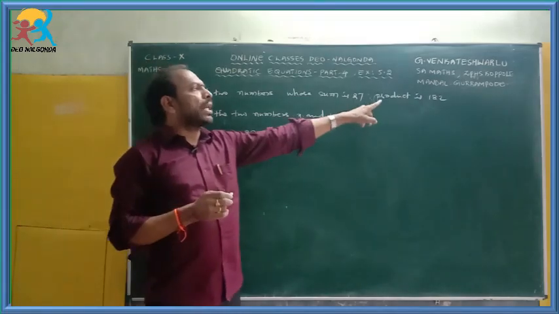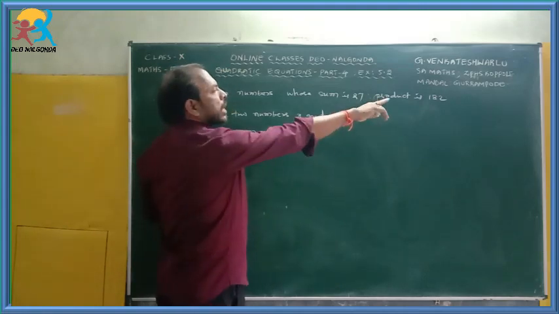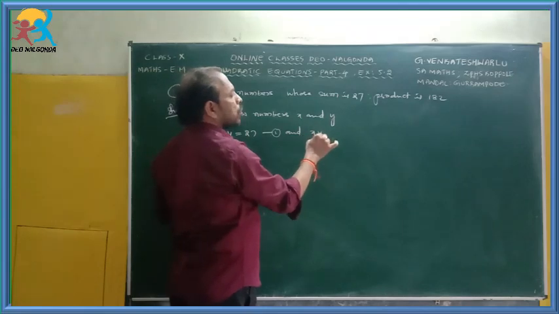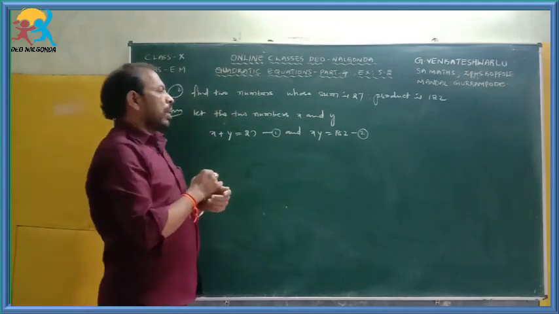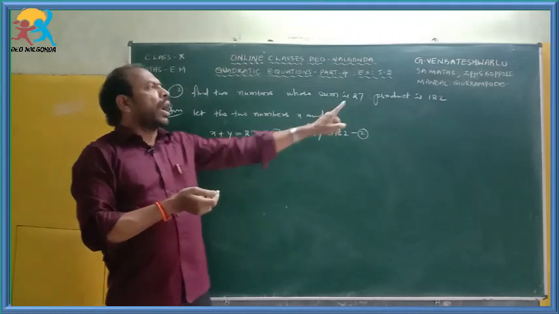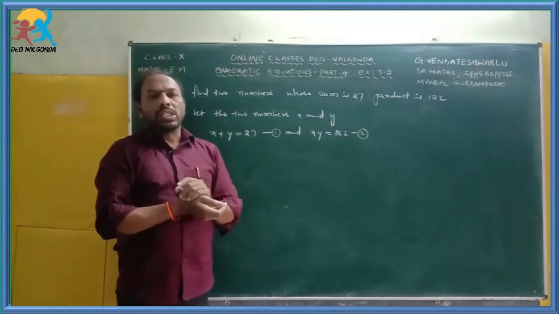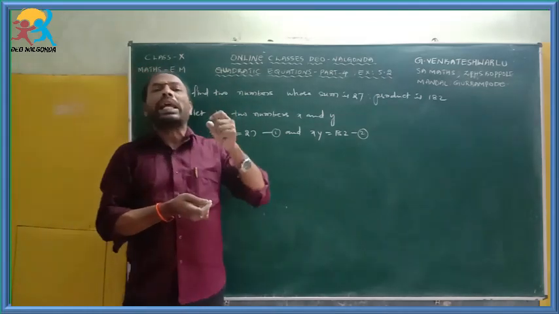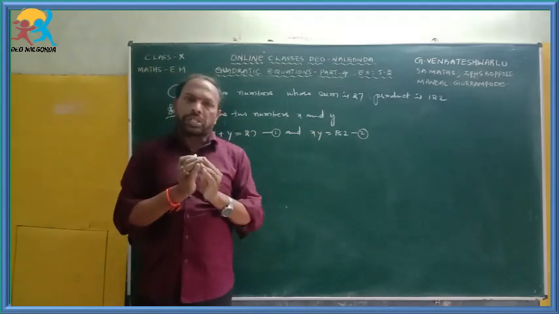And next, Nana, the second condition is also given there. Second condition, the product is 182. Product means we should multiply those two, Nana. x into y is equal to 182. Here it is the second condition. First of all, x plus y equal to 27 is the first condition, and the product xy is equal to 182 is the second condition. So we are discussing the quadratic equation. We need to form a quadratic equation with the help of these two conditions.